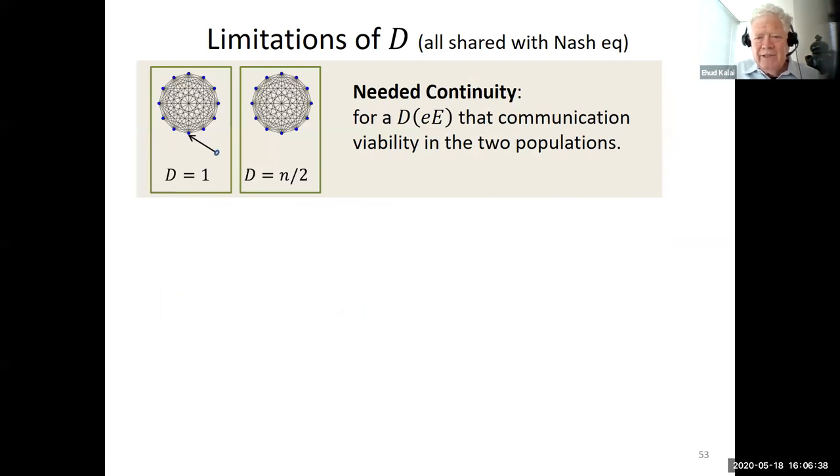Some limitations of D where we need more work, but these are limitations, as I said, shared with Nash. But these limitations are disturbing. So you may want to say, okay, I will not go with Nash, but I would like a bit. So take these two examples. Again, think of two villages with 1,000 people in each and complete graph. Everybody can communicate with everybody. On the left-hand side graph, everybody can communicate with everybody, except there is one husband who only talks to his wife.